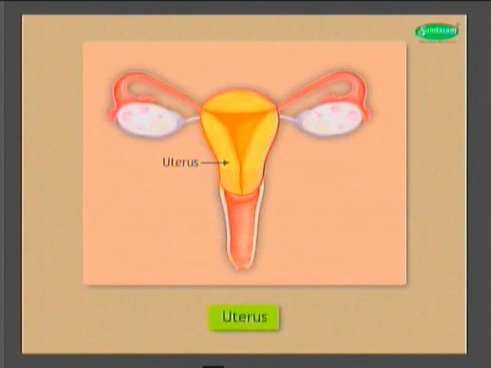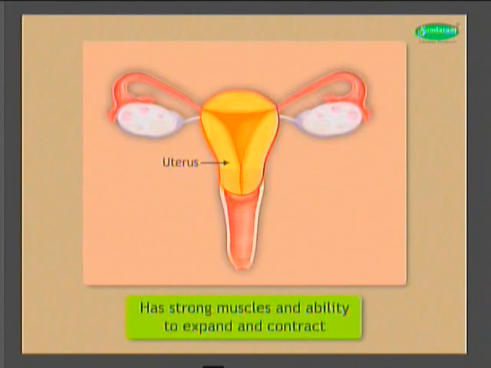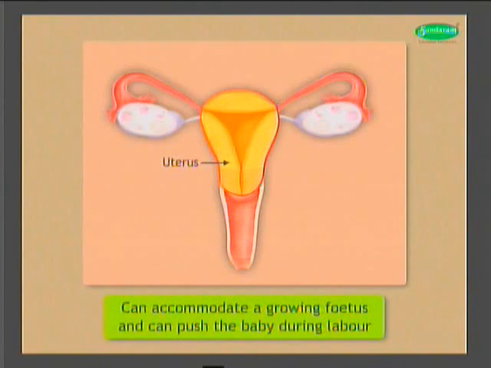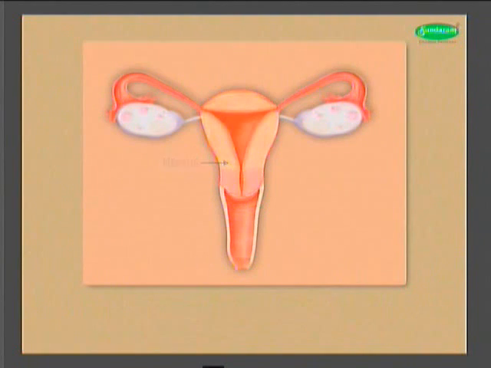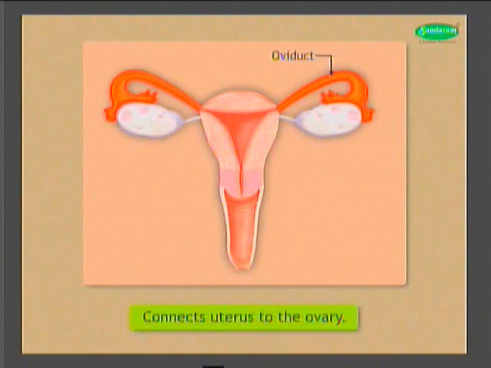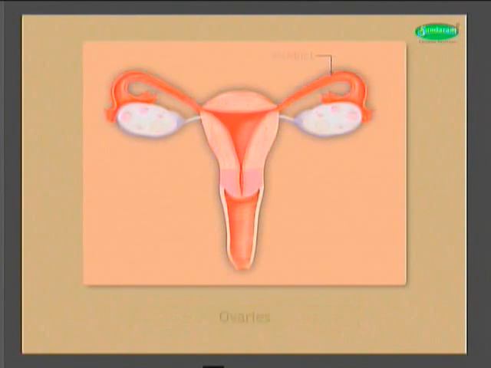Uterus. Uterus is a muscular organ. Due to strong muscles and the ability to expand and contract, the uterus can accommodate a growing fetus and can push the baby during labor. Oviducts connect the uterus to the ovary.